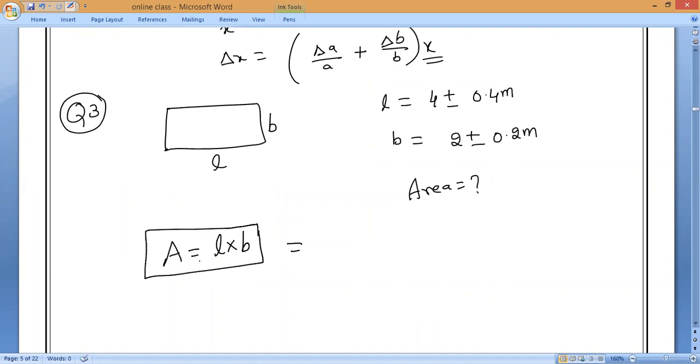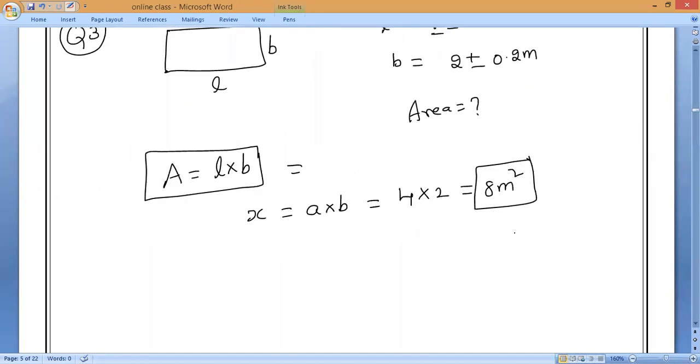Now let us find it directly. First, x equals what? A into B. So x equals A into B. How much is it? 4 into 2, which is equal to 8 square meter. Next, delta x we have to find. So delta x is equal to how much it will come?